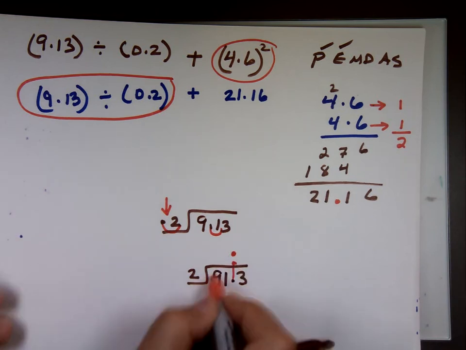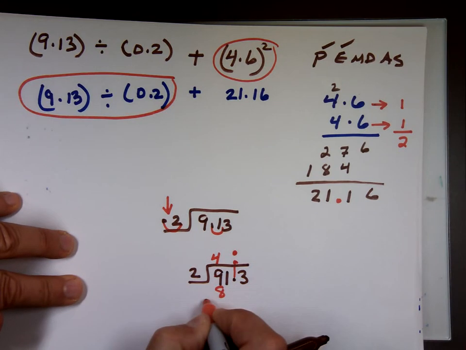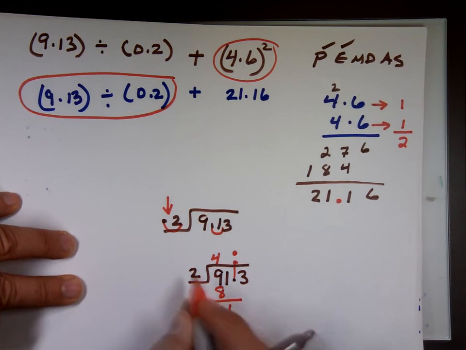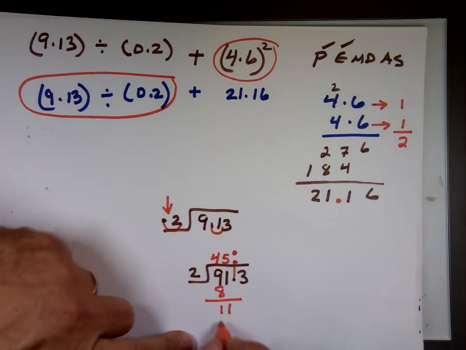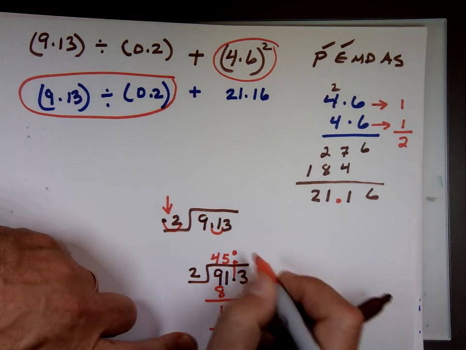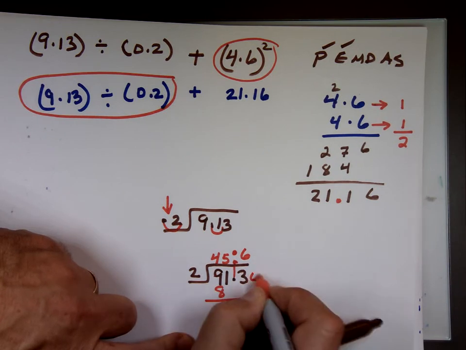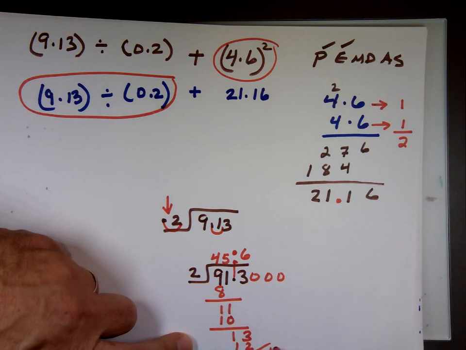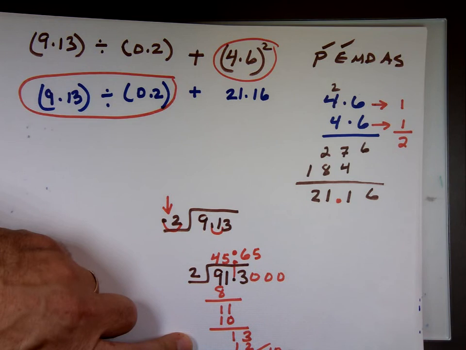9 by 2, 4. 4 times 2, 8. 11 by 2, 5. 5 times 2, which is what? 10. Bring that 3 down. 13 by 2, 6. 6 times 2, 12. What's the remainder? 1. Keep in mind there's a 0 here, lots of zeros. What is 10 by 2? 5 times 2, 10.